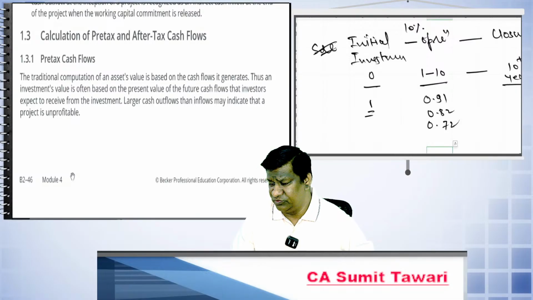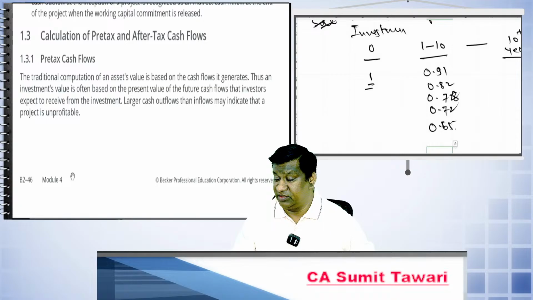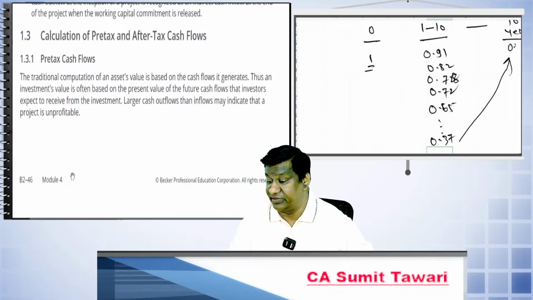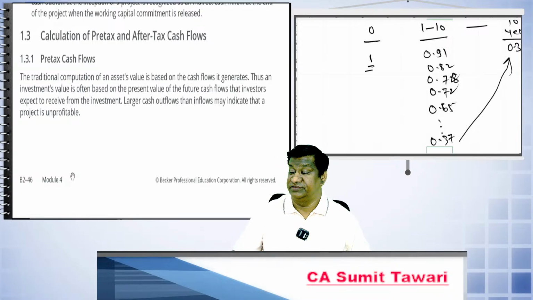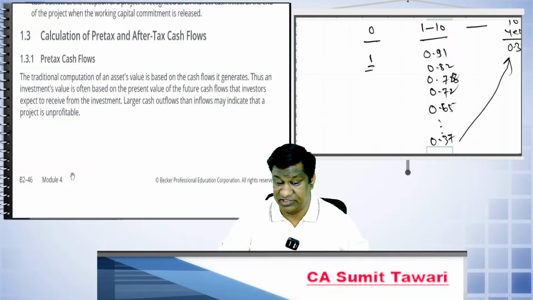Maybe the 72 or 78. Fourth year, it is 0.72. And the fifth year, it is 0.65, like this. As in the 10th year, if I consider 0.37, whatever the amount received after the 10th year, I need to apply the last discounting factor. It is 0.37, like this. Because I assume on the closure of the project, I am receiving all the money. So this way we are doing a capital budgeting.